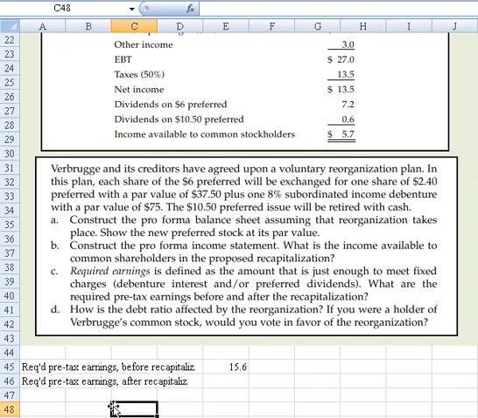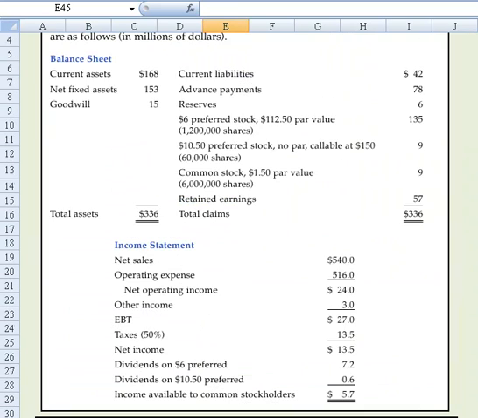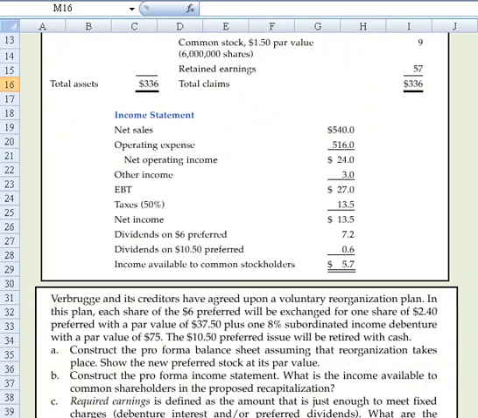Okay, how is the debt ratio affected by the reorganization? And if you were a holder of Bruget's common stock, would you vote in favor of the reorganization? Okay, so let's go figure out what the debt ratio is before the reorganization. If we slide up, we'll see that our total debt was equal to, what do we have? 336 less the common and retained earnings. So if I work that off to the side, that's 336 less 9 less 57, right? That should come up with 270 of debt.